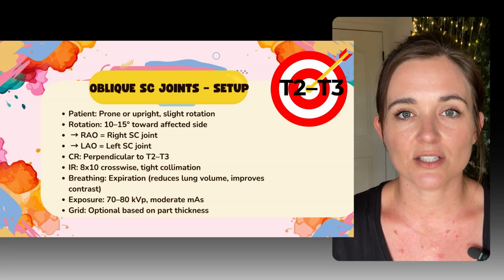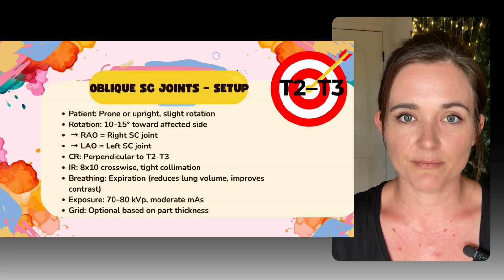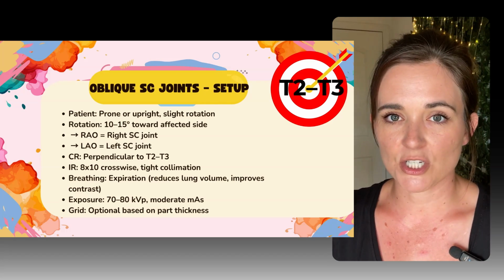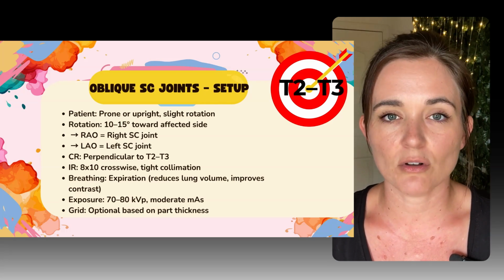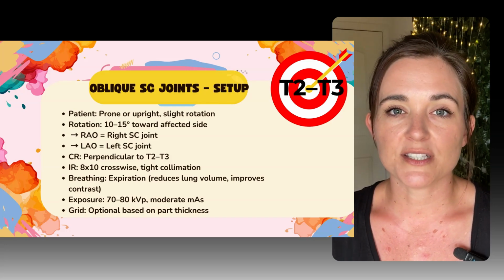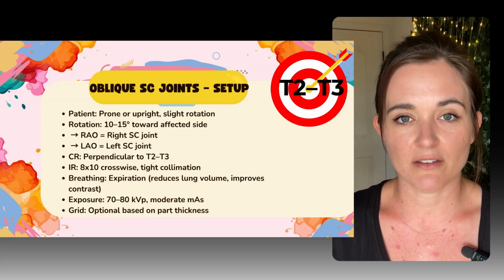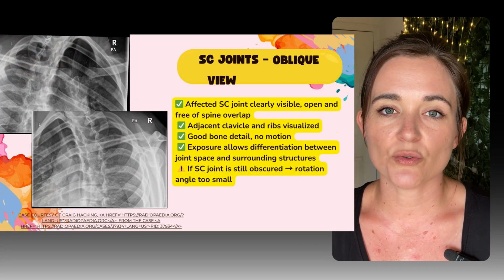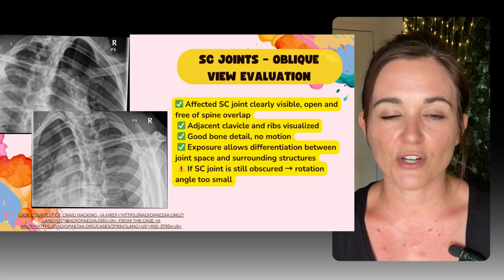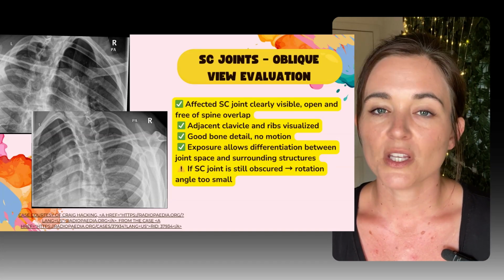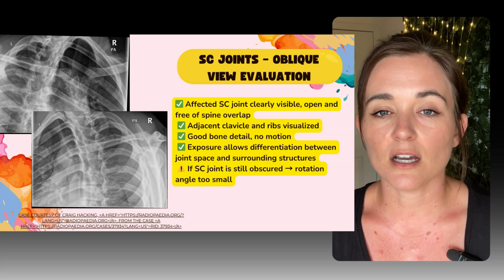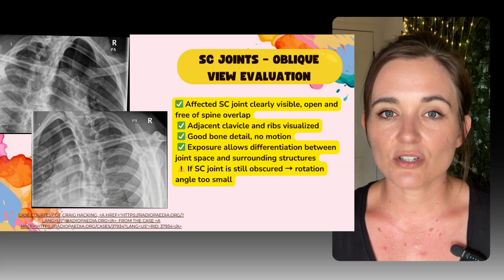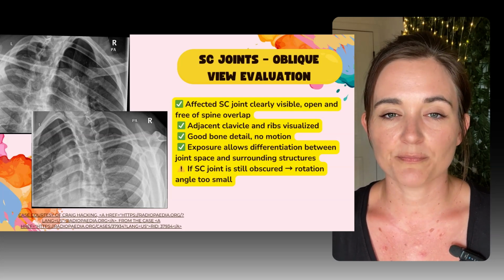Your CR is still directed at T2, T3. You expose on expiration. You collimate to include the SC joint and medial clavicle. You're going to use the same exposure technique as the PA view. In oblique, the SC joint of interest is open and free of spine superimposition. You should also see the adjacent clavicle head and upper ribs. If it still looks closed, rotate more.